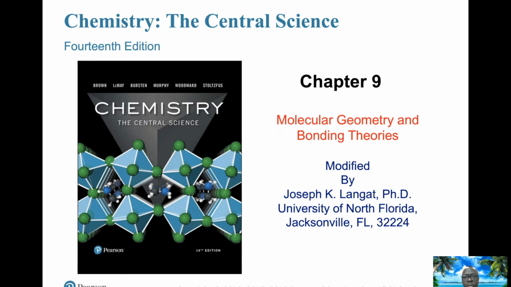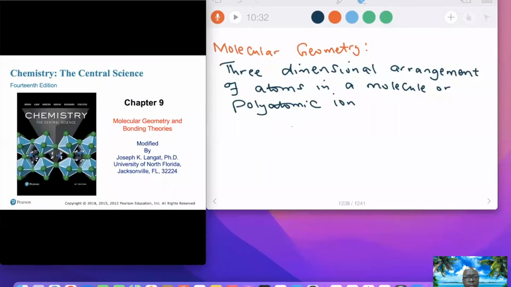As usual, I'm just going to break down or define the terms used in the title: molecular geometry and bonding theories. Molecular geometry is basically the three-dimensional arrangement of atoms around the central atom. When you think of three-dimensional arrangement of atoms, this is defined by molecular geometry.